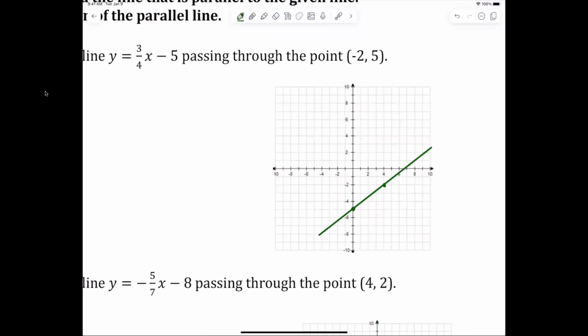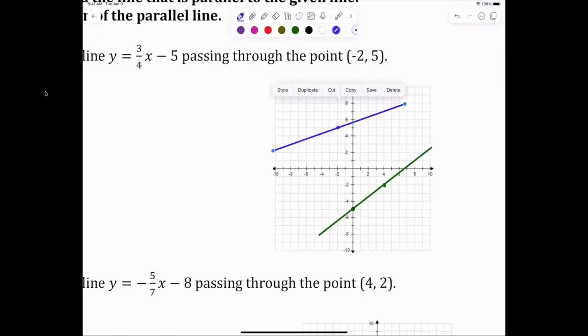Now, I'd like everybody to plot the point -2, 5. What you're trying to do is graph the line that is parallel. Is this line parallel? No. Is this line parallel? No, it's not. All right, how would I make it parallel to the green line?